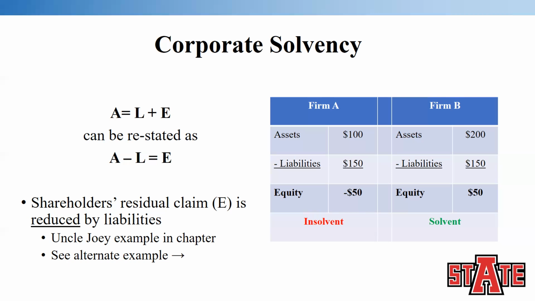Both have liabilities of $150 million, but they have very different asset values. Okay? Firm A has assets of $100 million. Firm B has assets of $200 million. And so if you calculate equity using the assets minus liability calculation, you see something very important here, don't you? For the balance sheet equation to balance, for firm A, if it has $100 in assets and $150 in liabilities, shareholder equity is negative 50.